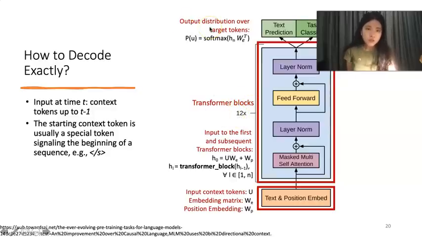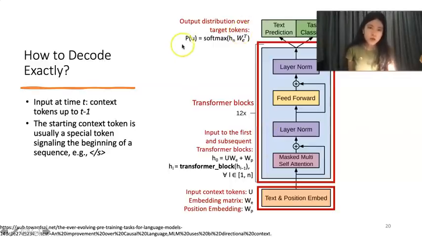So your final target token distribution will basically be the softmax of Hn times your output embedding matrix, WE transposed. And keep in mind, this is the output probability distribution for your input token, lowercase u.